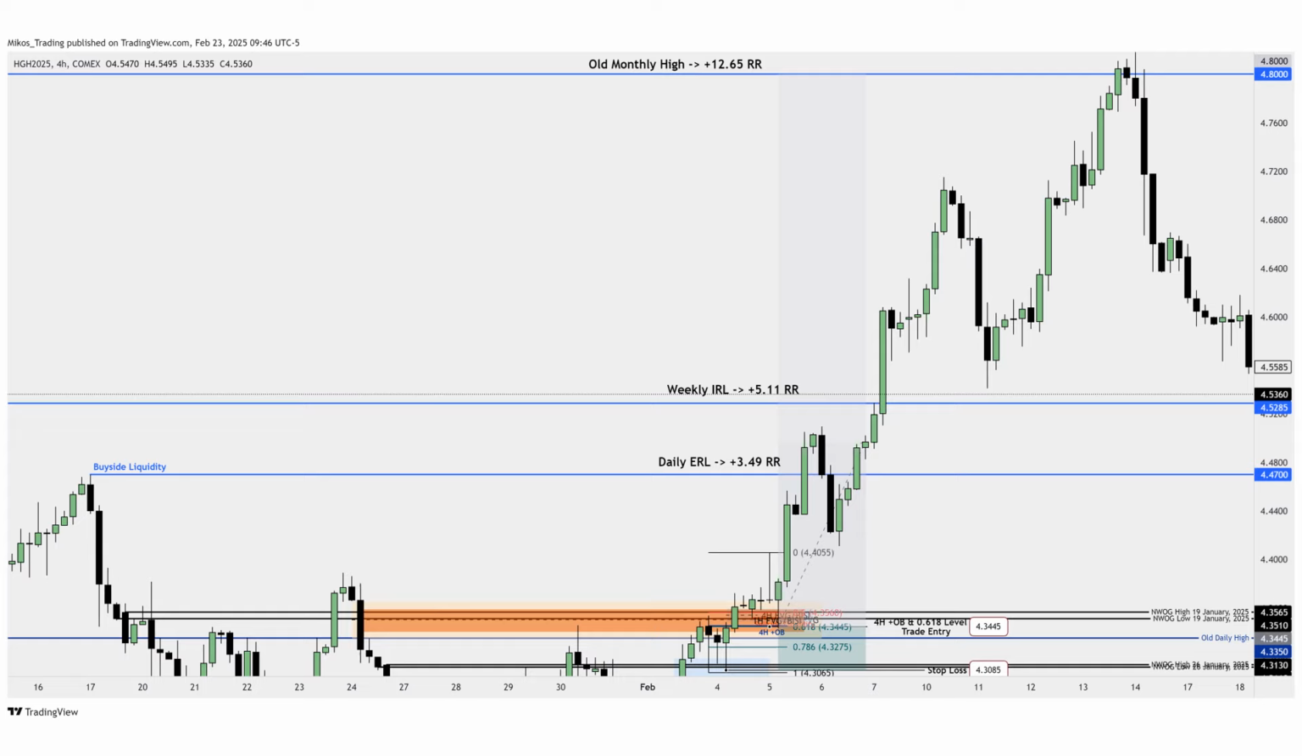In this case, I would take my first partial profit at the first daily short-term high, which would be my external range liquidity exit on the daily time frame. Second partial would be at the weekly internal range liquidity, short-term high. That would give me a risk-to-reward ratio of 5.11, and my final exit point would be at the old monthly high for the risk-to-reward of 12.65.